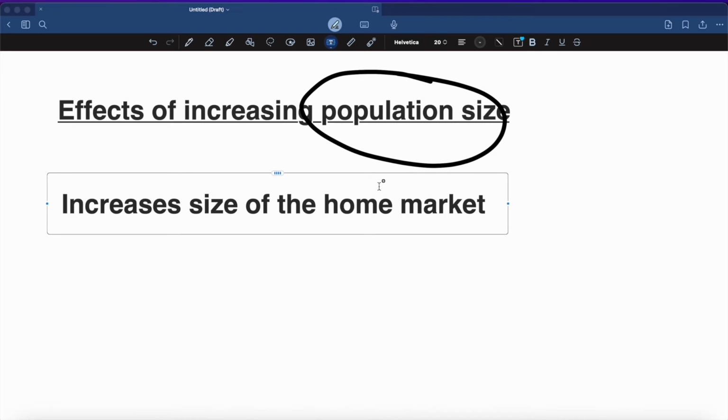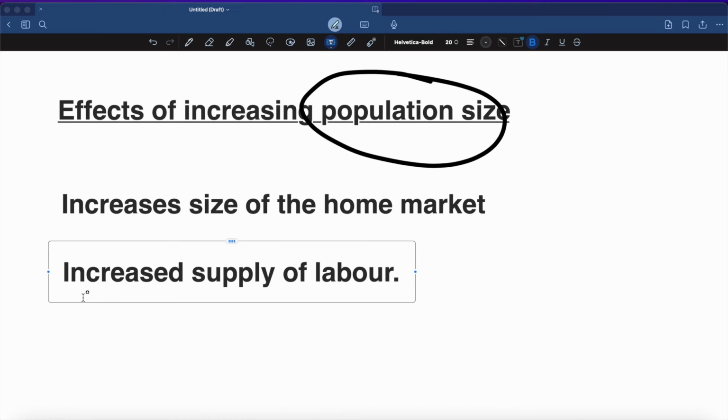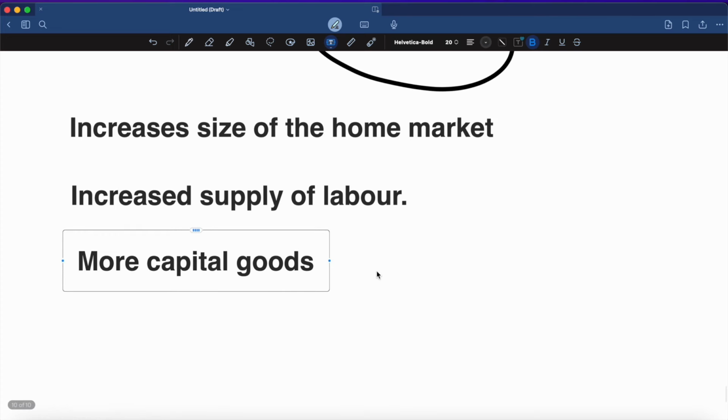The next one is that there could be increased supply of labor, which simply means that if I have more people in my population, maybe more people want to work. If I have a higher population size, that could also mean there are more capital goods to be produced, because you want to satisfy everybody's needs and wants. So that could be another reason why having a high population leads to this.